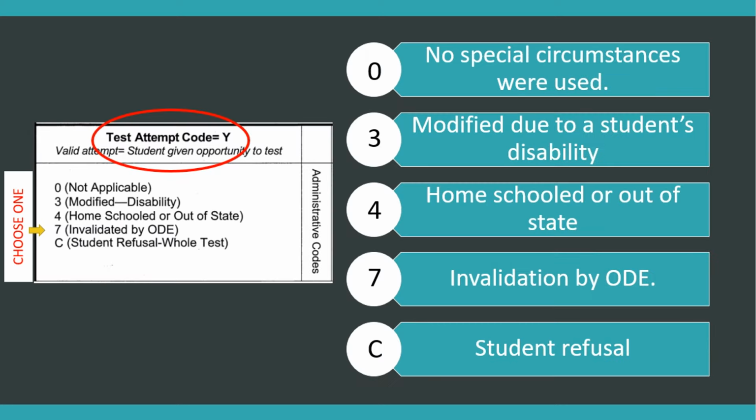Here are the codes applicable to a Y test attempt code. I will highlight a few. The most common code is 0. This code means that there were no special circumstances involving the student's assessment. Code 3 would be used if an assessor allowed the student to access assistance or a resource not allowed by the CAM. This would be modifying the assessment outside the guidelines of the CAM. This is also an impropriety and testing help would need to be contacted.